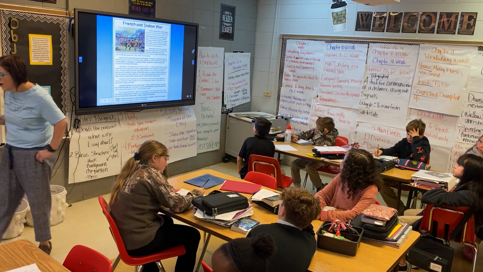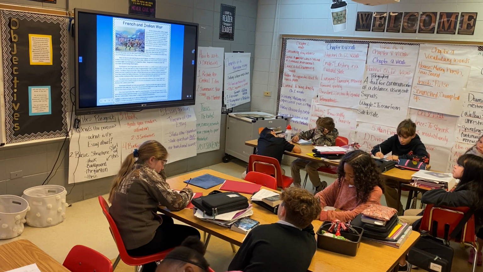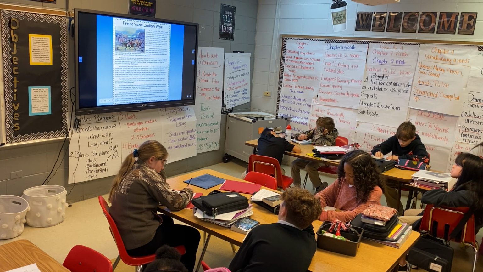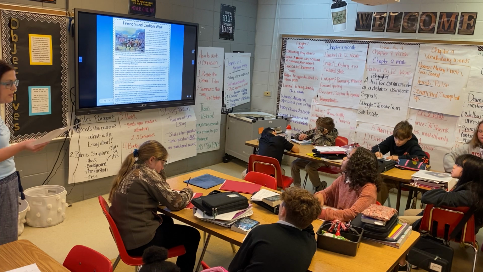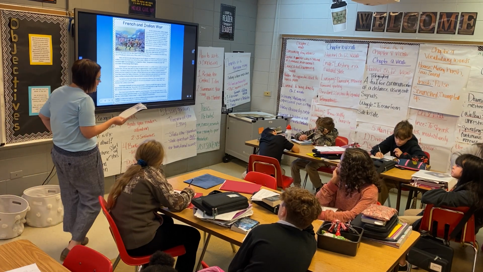News of the fort alarmed the governor of Virginia. He ordered a small force of Virginia militia to drive the French out of the Ohio Valley. Militias are small armies of citizens who are trained to fight in an emergency.